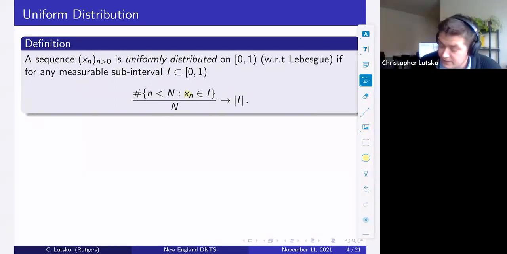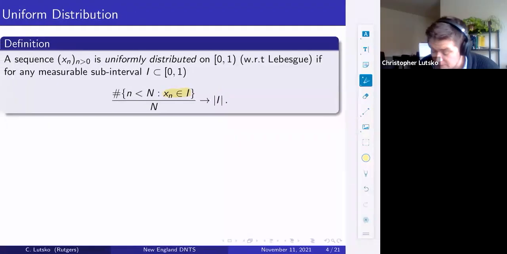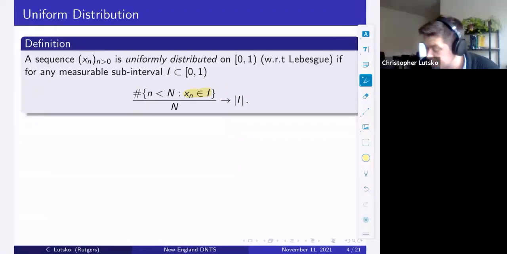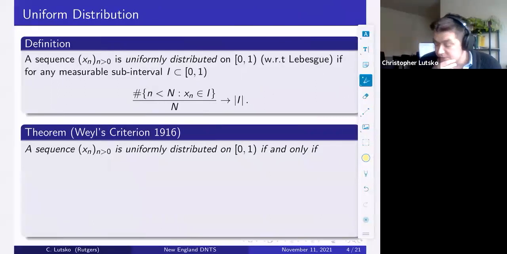Anytime one of the x_n's happens to fall into I, we pick up 1, and then we divide by the total number of points. So in a sense, this is measuring a global bias. Is there some set that these points avoid? Is there some set that these points are attracted to on a global scale? If you're a probabilist, then this is like a law of large numbers. So the question of uniform distribution has been more or less settled for these sequences.